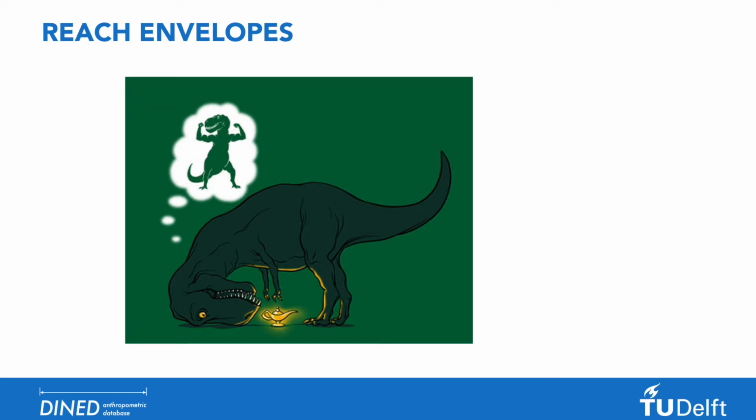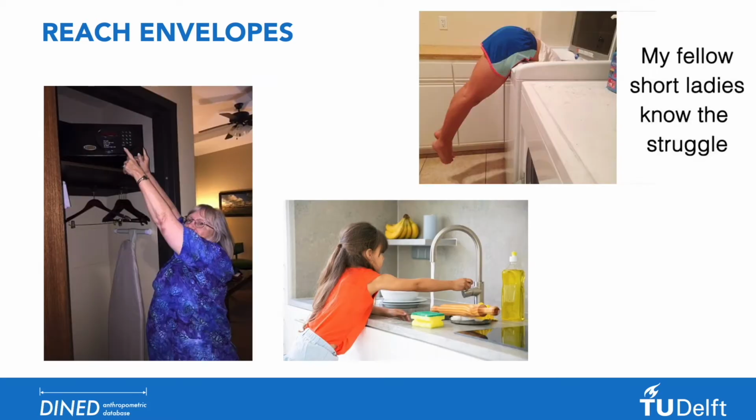Most of the anthropometric data that you can find on DINED are static parameters. They are measurements of people who are keeping a static posture. But when designing products for use within an environment, designers sometimes need to know the size of the envelopes which indicate how far a person can reach. Think about a workstation, a car interior, or storage spaces, but also a faucet.